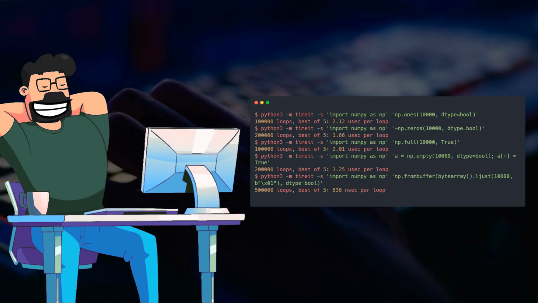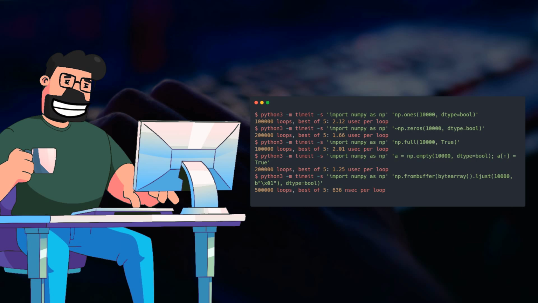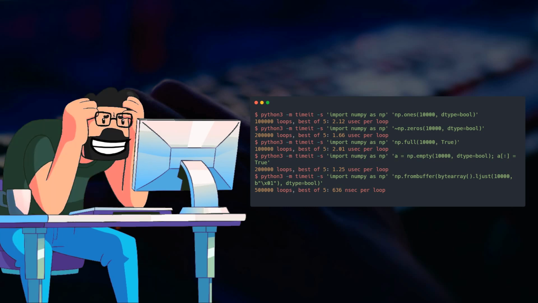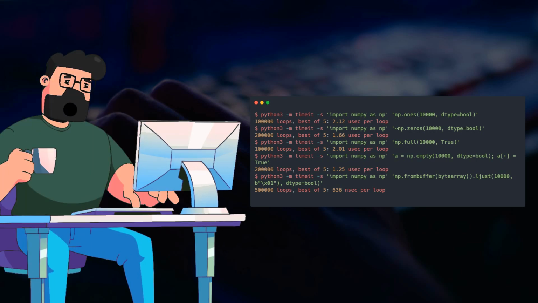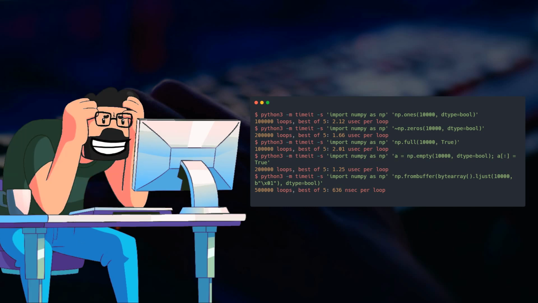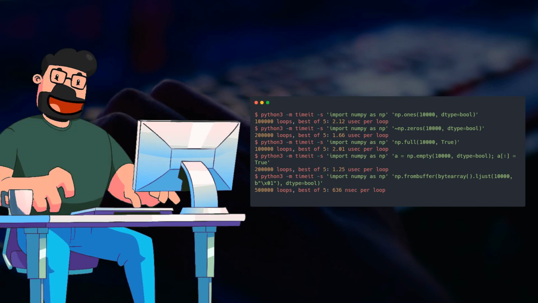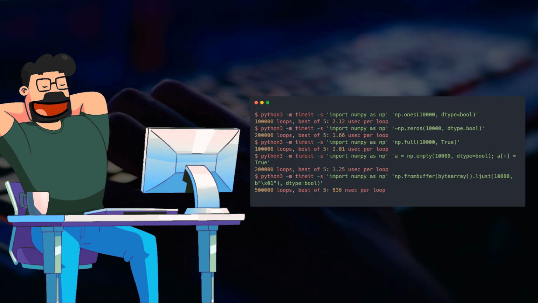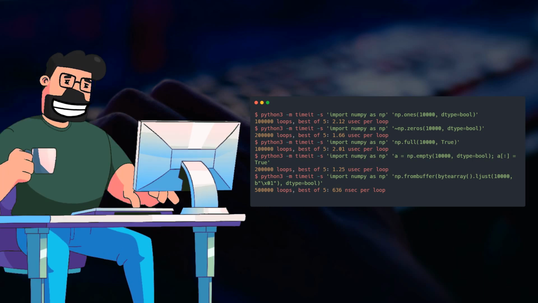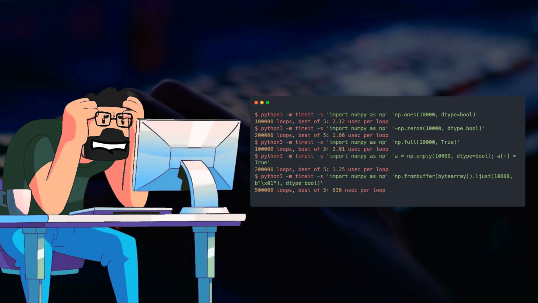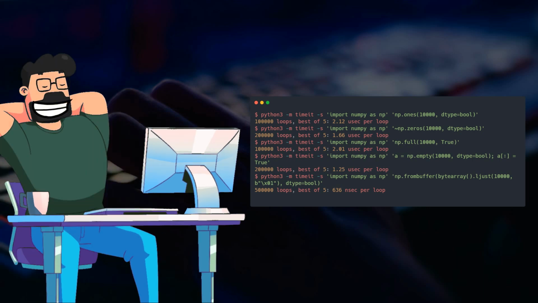By leveraging numpy and some clever tricks, we were able to determine that using np.frombuffer with a bytearray and b'\x01' is the fastest method among the ones we tested. This is because bytearray just calls memset under the hood, allowing for a quick initialization of the byte array. The remaining time is mainly spent on constructing the byte array and the numpy array. This solution outperformed other methods like np.ones, np.zeros, np.full, and np.empty with manual assignment.